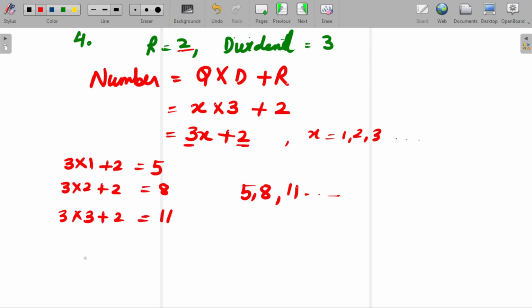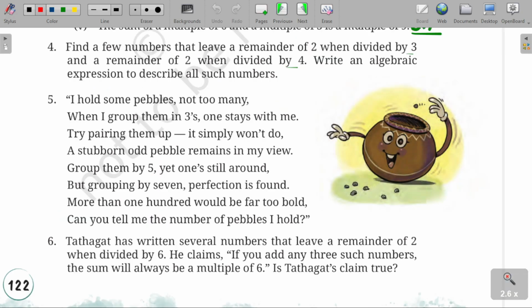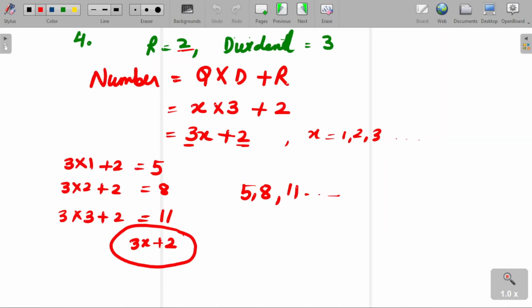And secondly, they are asking about numbers like 3x plus 2, which is the algebraic expression, right? And they have also asked for the numbers which give the remainder 2 when divided by 4. Similarly, those numbers will be of the kind 4x plus 2. We use the same way and we get this formula.